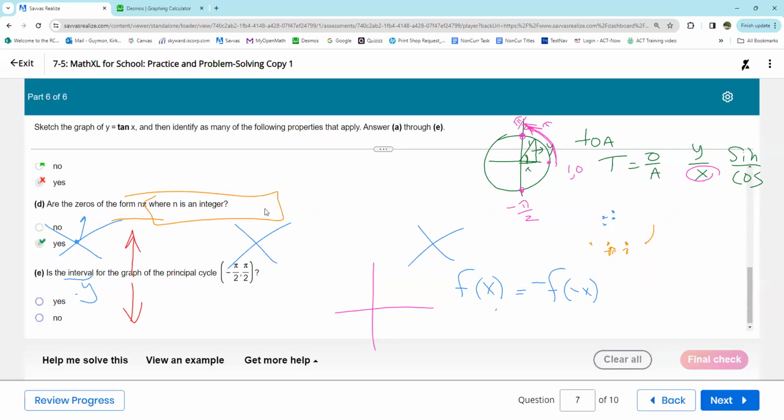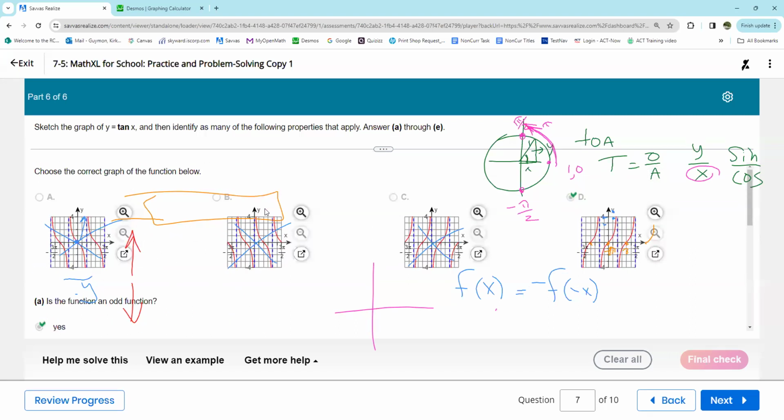And lastly, is the interval for the graph of the principal cycle negative pi over 2 to pi over 2? And so the principal cycle would be this part right here. So yes, that would go from my negative pi over 2 here to my pi over 2 here to get that section of the graph. So you betcha.